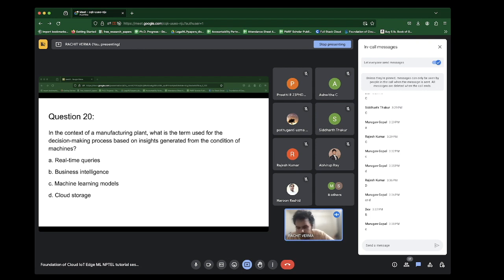So basically there are two options, B and C, and there is some confusion over them. There is this entire decision making process, and the term used for that is called business intelligence. In order to facilitate business intelligence, you may be using machine learning models, doing real-time queries, and using some data from the cloud storage. Even when you're working on the web and generate some insights from some sort of user data, that entire thing is called business intelligence.